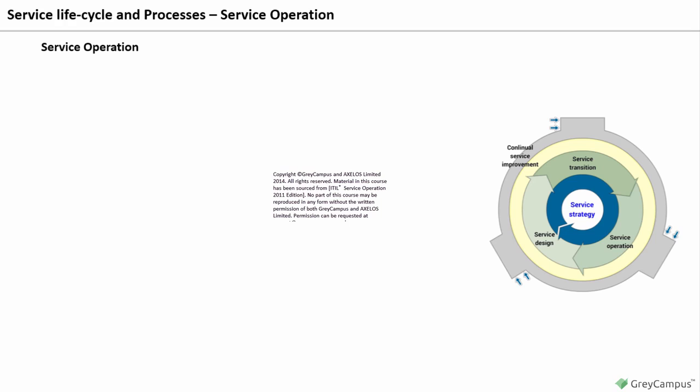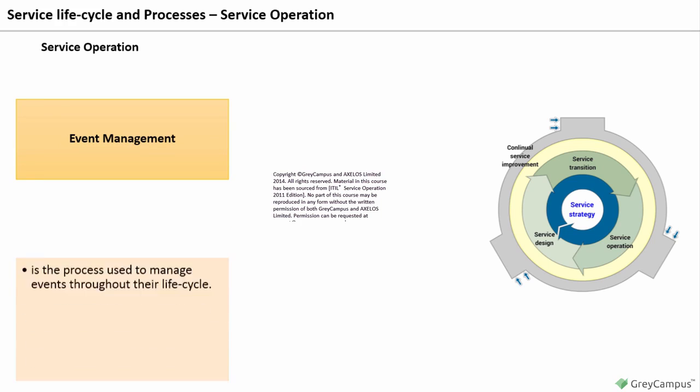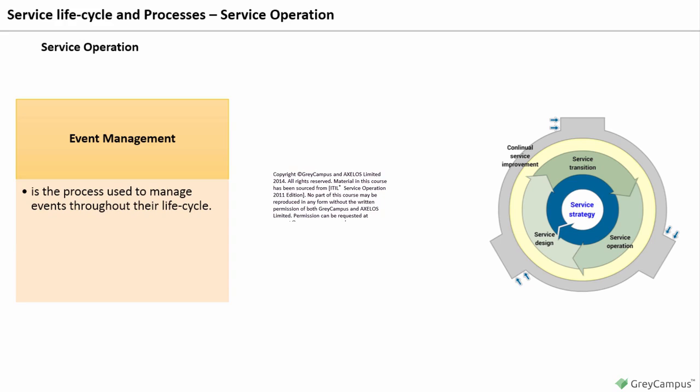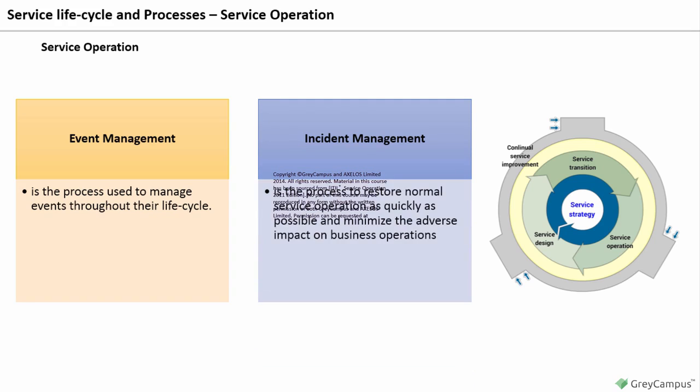Service operation has the following 5 processes. Event management is the process used to manage events throughout their life cycle. This life cycle of activities to detect events, make sense of them, and determine the appropriate control action is coordinated by the event management process. Incident management is the process to restore normal service operation as quickly as possible and minimize the adverse impact on business operations, thus ensuring that agreed levels of service quality are maintained.